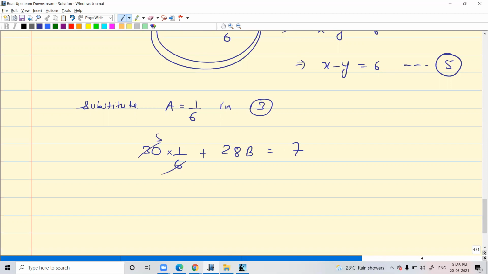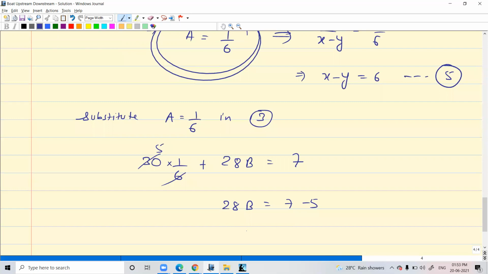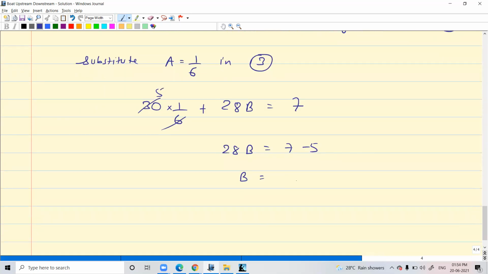So 6 5s are 30, so this term becomes 5 now. Send this 5 to the other side. 7 minus 5 is 2. And this 28 I can transpose down. So it becomes 2 by 28, which will cancel to become b is equal to 1 by 14.